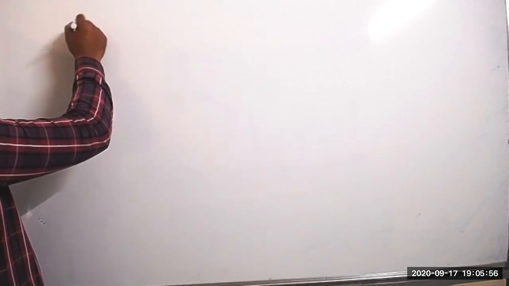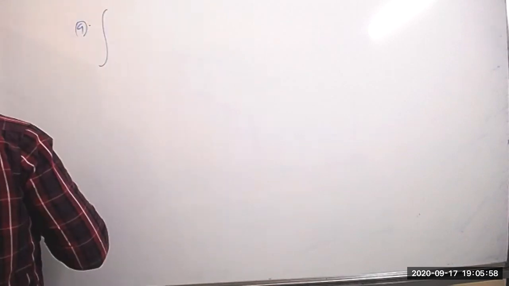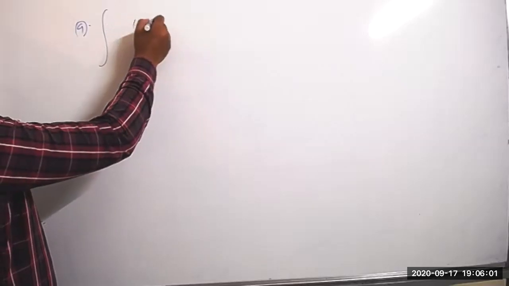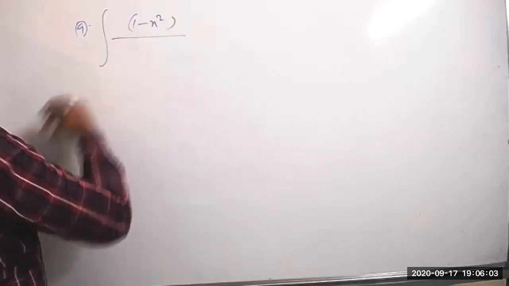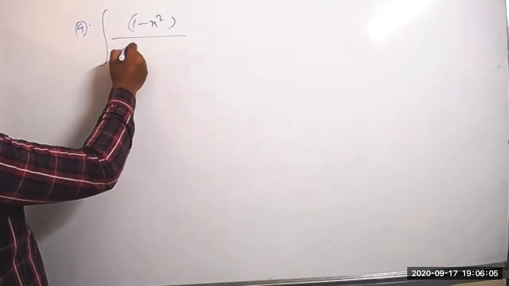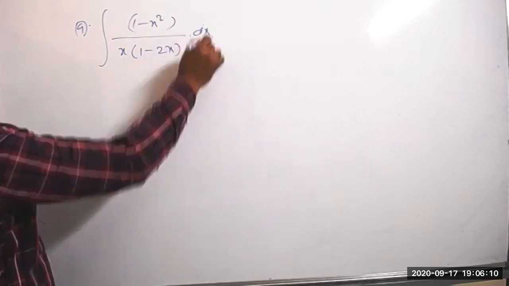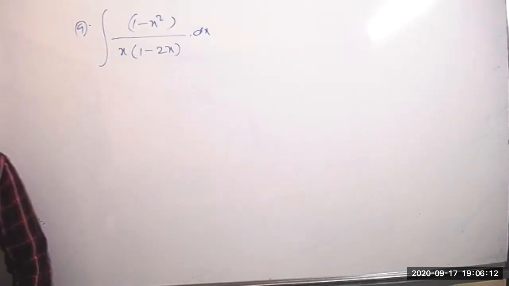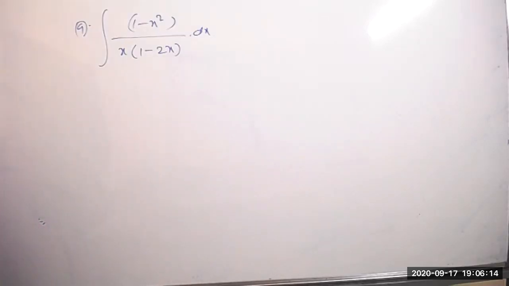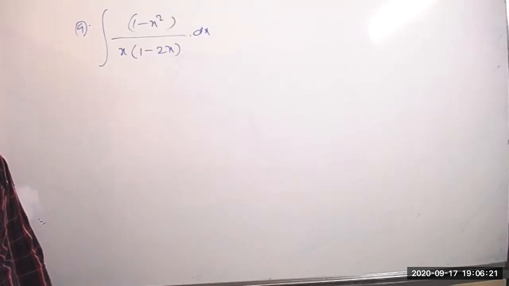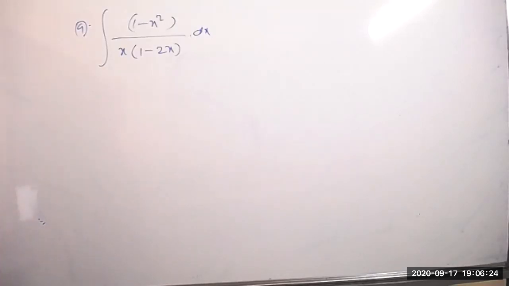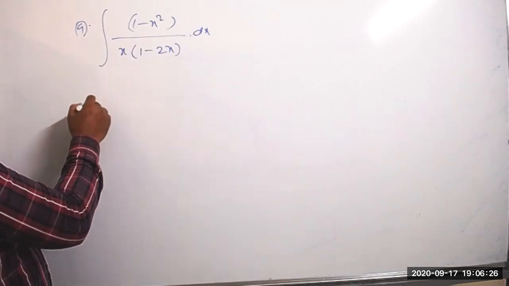Integration of 1 minus x square whole by x into 1 minus 2x into dx. First I can verify whether it is a proper or improper fraction. Once I can check here now.